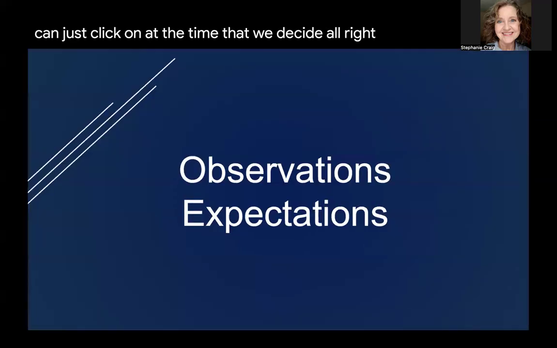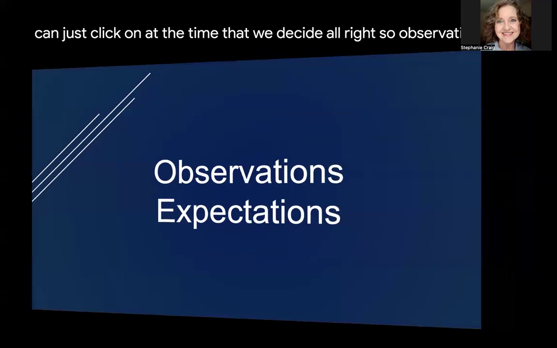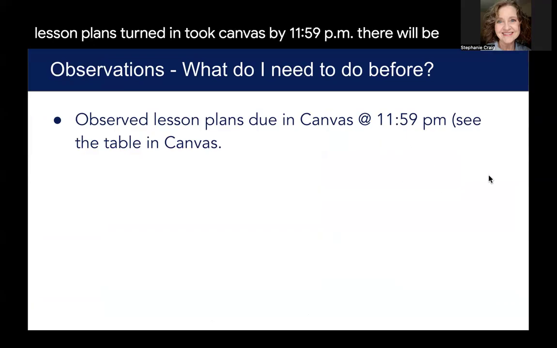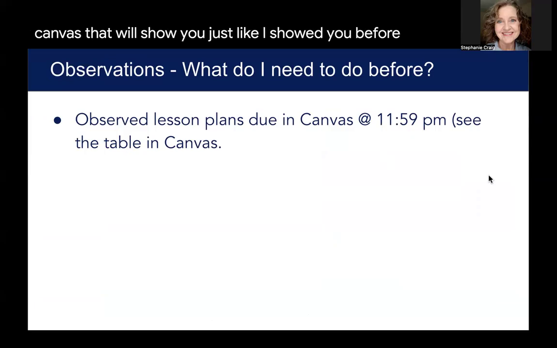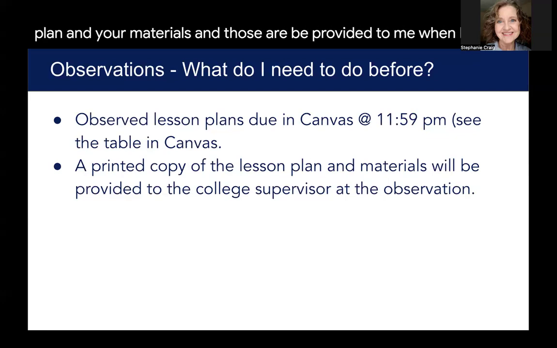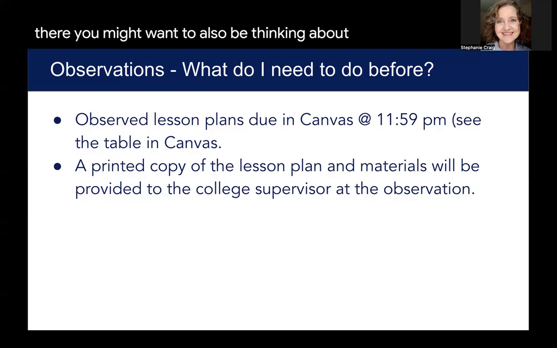All right. So observations and the expectations I have for them. I need you to have the observed lesson plans turned in to Canvas by 11:59 p.m. There will be a table in Canvas that will show you, just like I showed you before in a slide, when it's actually due. I expect you to have a printed copy of the lesson plan and your materials, and those will be provided to me when I get there. You might want to also be thinking about, because I always ask, where do you want me? So have a spot for me ready. That way I'm not interrupting anything. I can just go where I need to go.